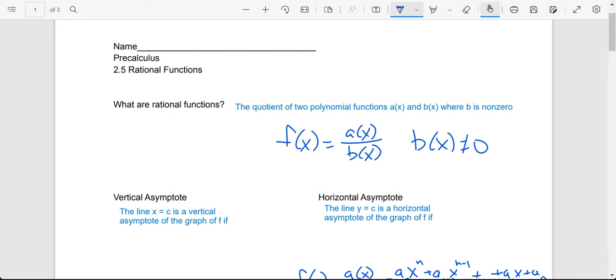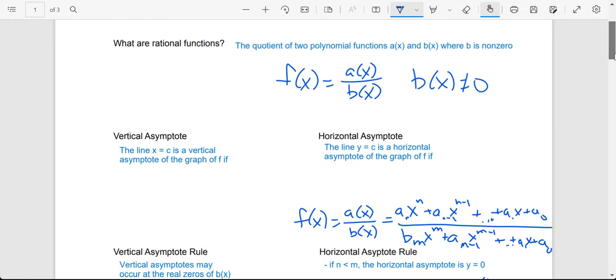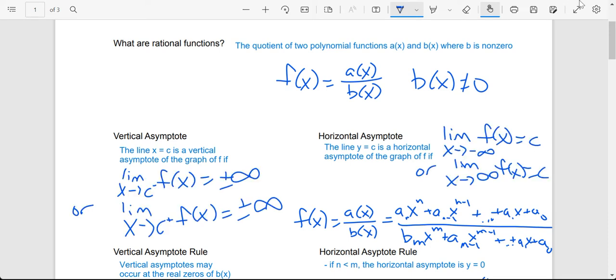With rational functions, there are potentially two types of asymptotes that come into play. One is a vertical asymptote, and the other is a horizontal asymptote. So we have a vertical asymptote at x equal to c. Vertical asymptotes should always be x equal some number. Why? Because if you were to graph x equal a constant, it would form a vertical line. So that's why it would be a vertical asymptote.